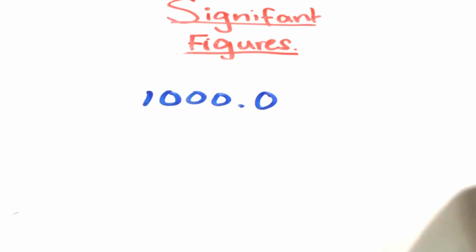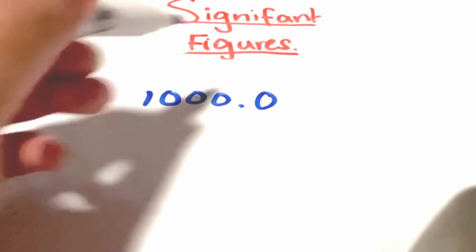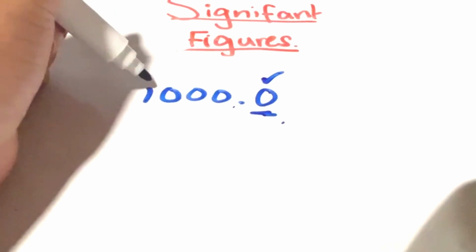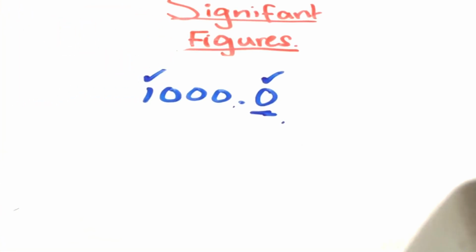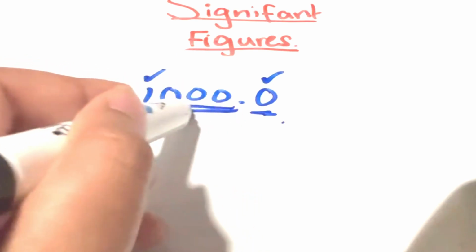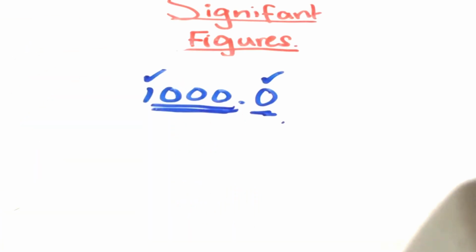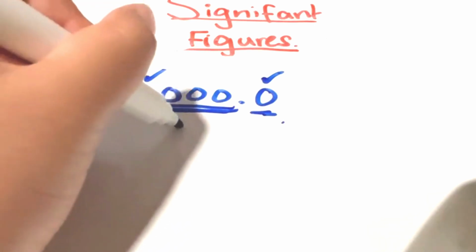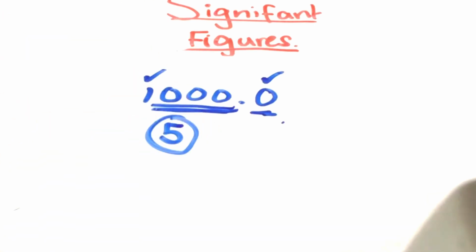How many significant figures are in this? Now, we know that this is going to be a significant figure because it's after the decimal and it shows the precision, so we're going to give it a tick. Now, this is also a significant figure because it's a non-zero. So that means that these zeros are also significant. So this number actually has 5 significant figures.